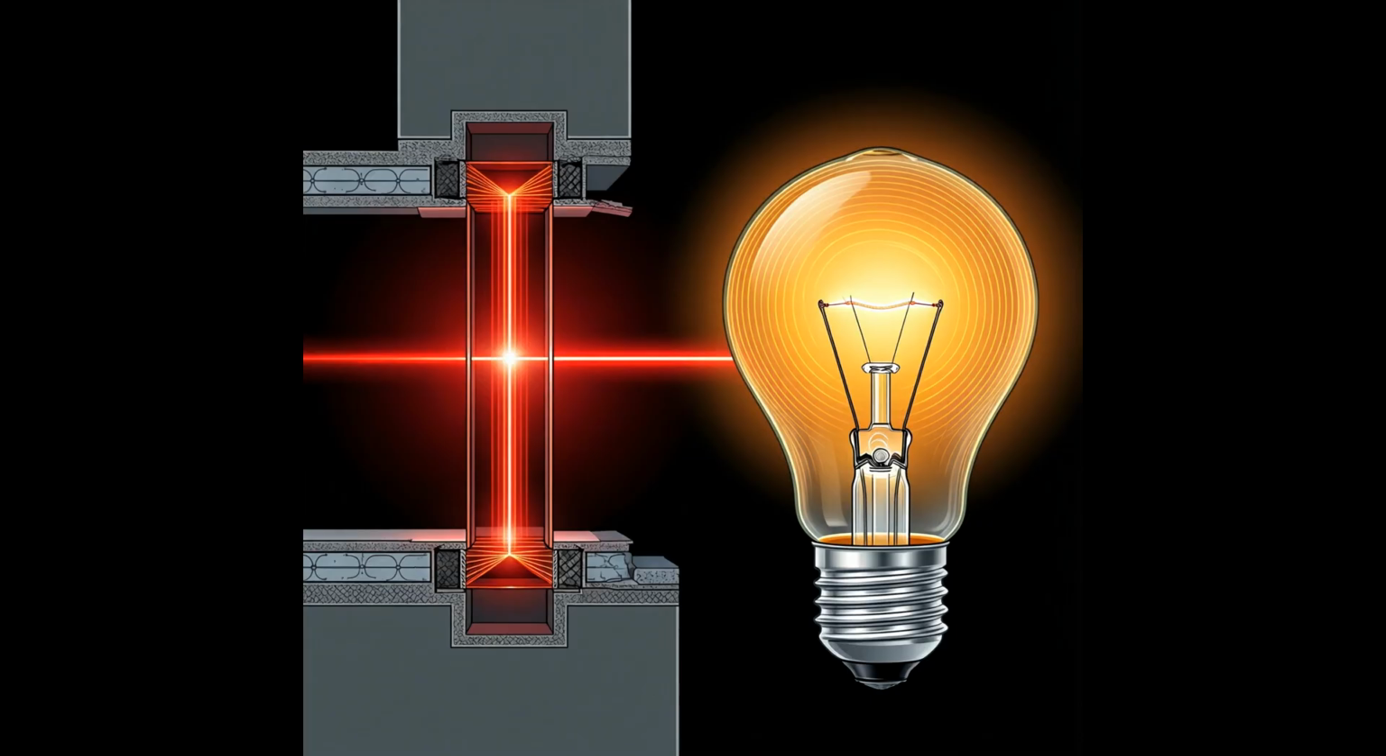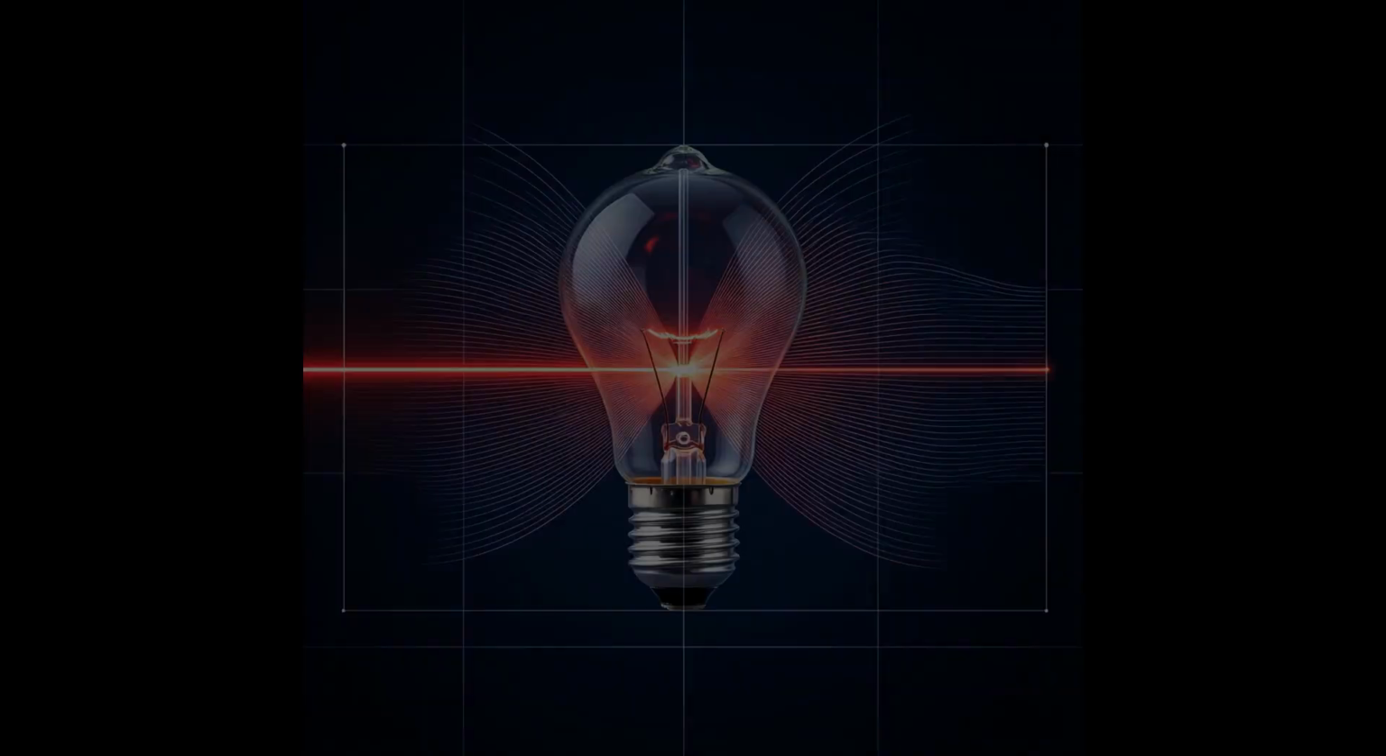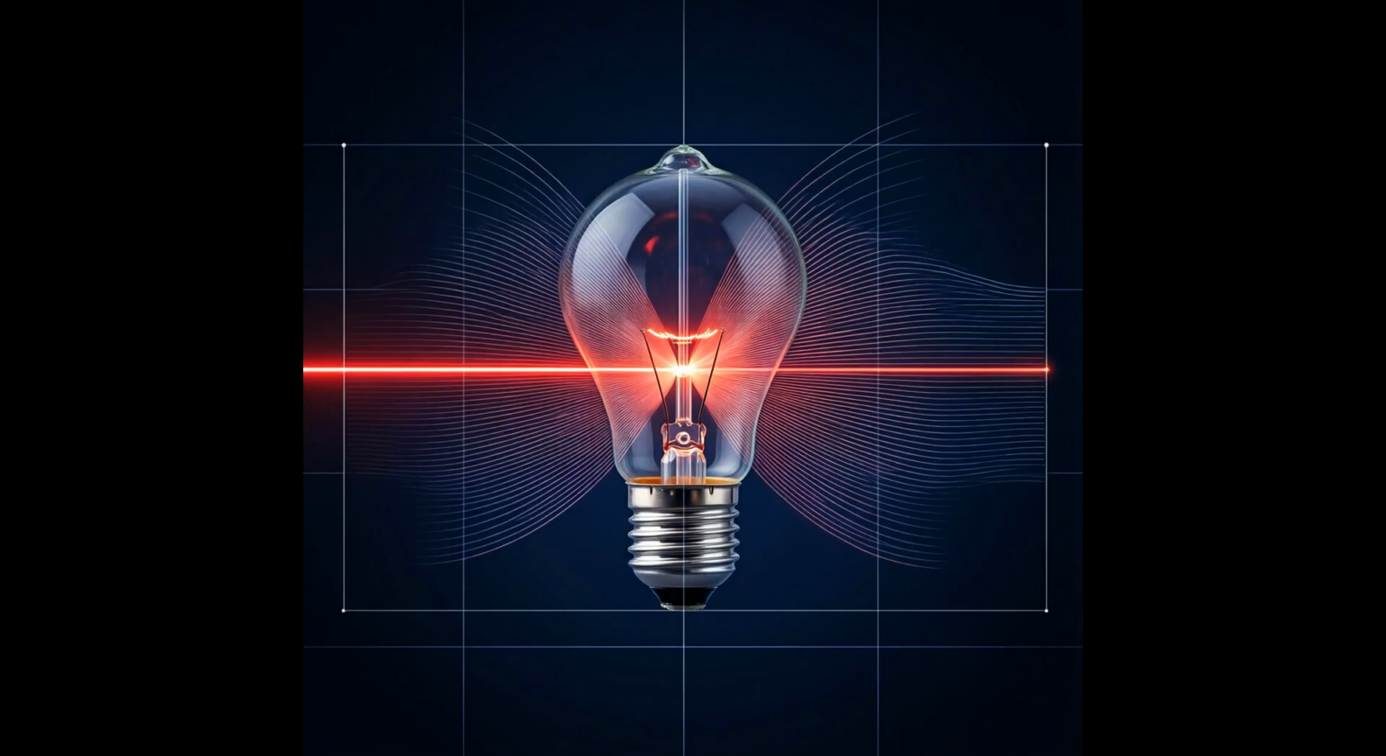Imagine standing in front of a flashlight versus a laser pointer. The flashlight spreads rapidly because its wavefronts are curved and misaligned. In contrast, the laser maintains nearly planar wavefronts that propagate forward without significant spreading over distance.